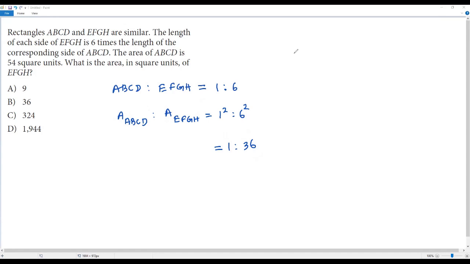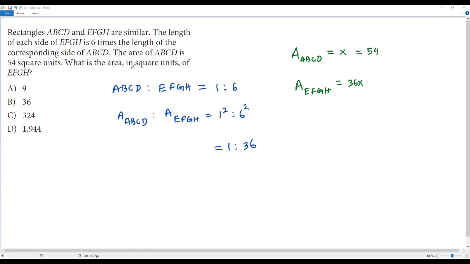Now let me get the area of rectangle ABCD. For that, we multiply the first term of the ratio by the non-zero number x. 1 times x is x. Now let's get the area of the second rectangle, that is the area of EFGH. We multiply the second term of the ratio by the same non-zero number x, then we get 36x. Here I have the areas of both rectangles, but already we have the area of rectangle ABCD in the question, that is 54 square units. So this x must be equal to 54.